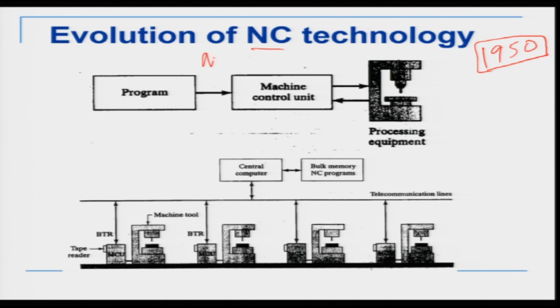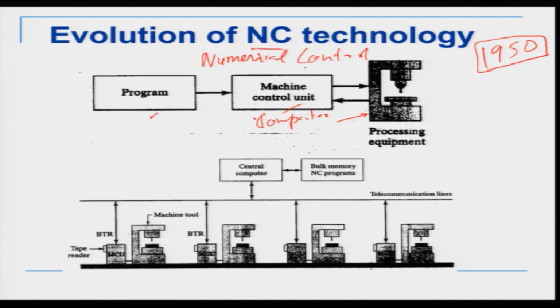NC technology, where NC means numerical control, or control by numbers, is the same as that for a robot, and since the 1950s NC machines have evolved in this way. First, in the early days, we had one program which was controlling one machine. This is basically a computer plus a machine tool. So one program was run on one computer, and that controlled one machine. Now this machine can be a lathe machine, a milling machine or whatever machine.